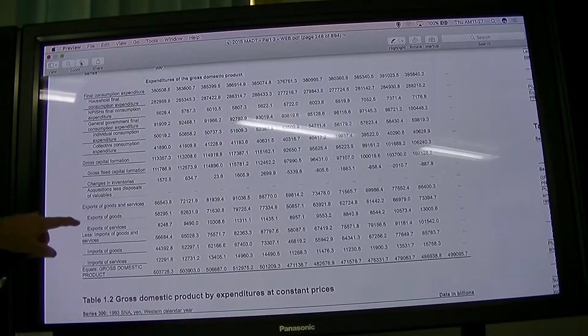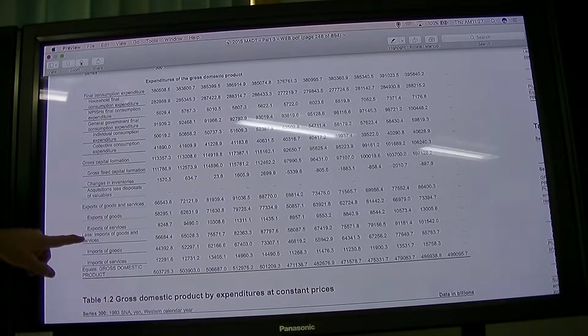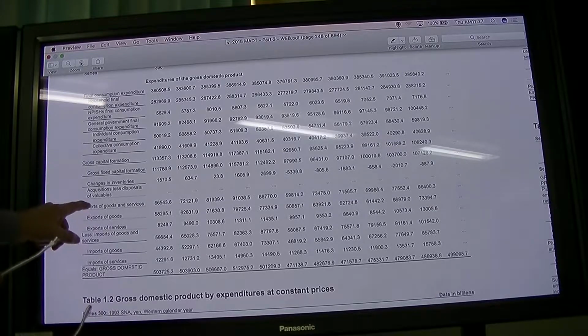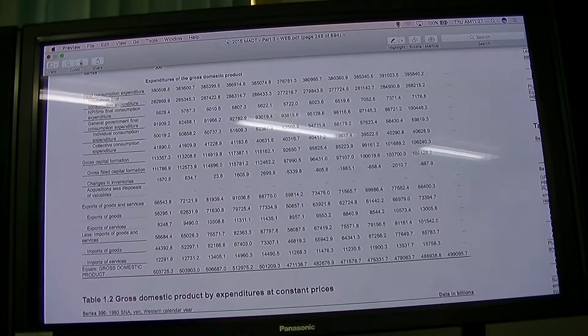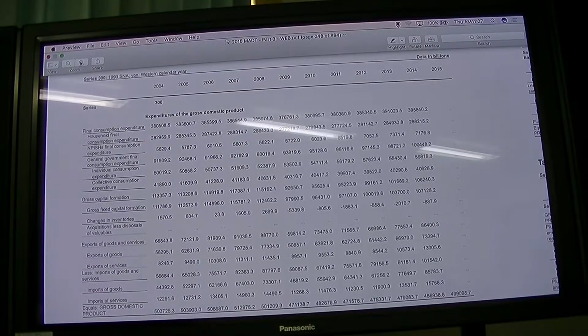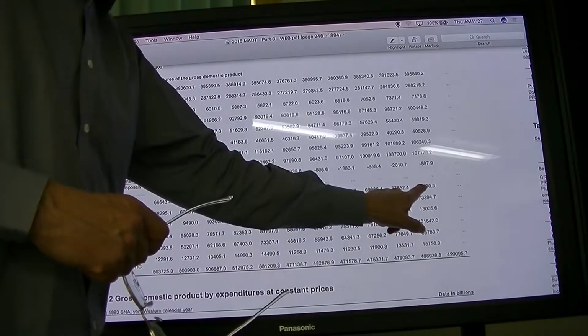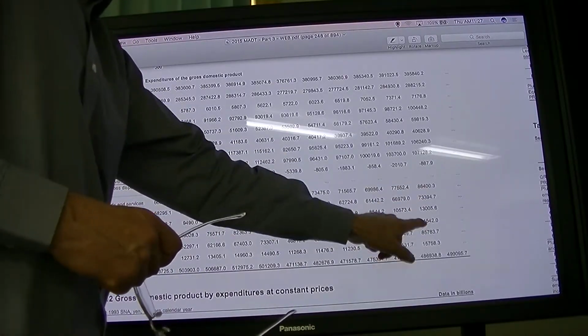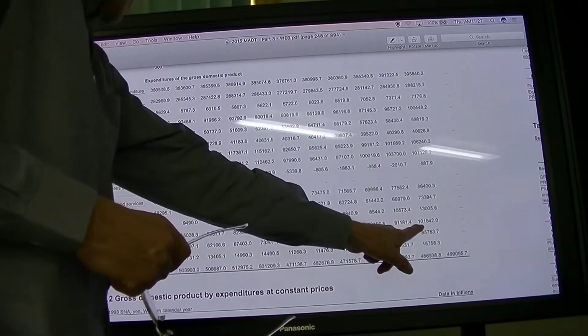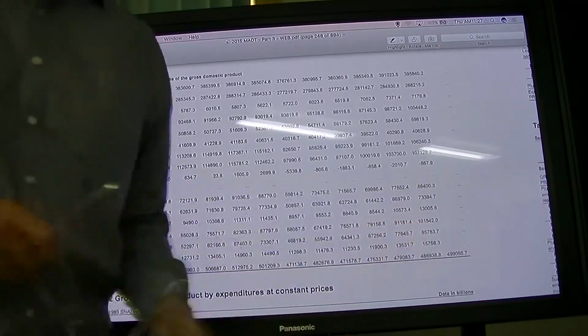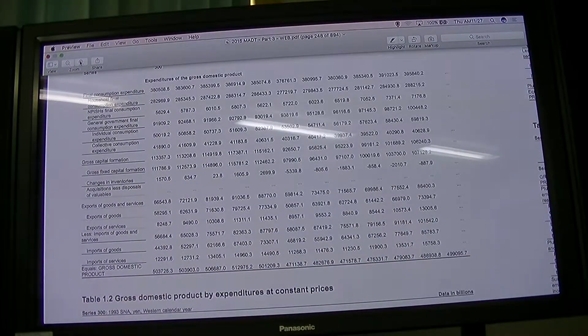So in nominal GDP, where we get the net exports, it is exports of goods and services, less imports of goods and services. So that's here, this is by years, 2014. You can see, you're going to take exports here, imports here. So this figure minus that figure is net exports. So that's where the net exports come from.